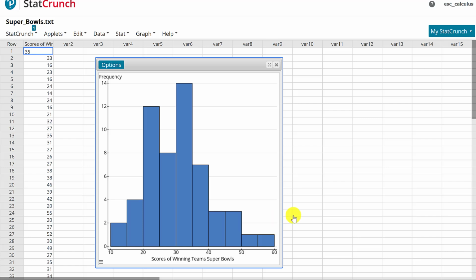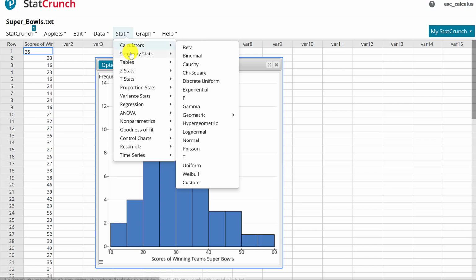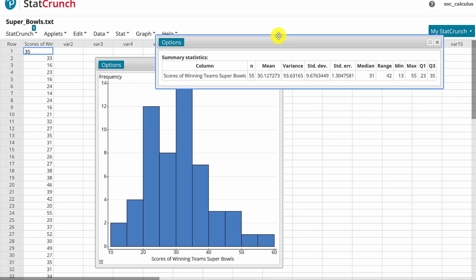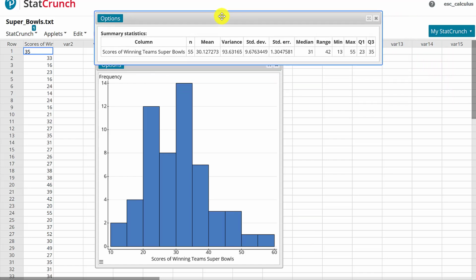And it allows me to see the general shape of the data. So one thing that I might be interested in doing is computing the summary statistics. So let's take a look at this. This data is not a normal distribution, but it does generally have a peak in the middle.